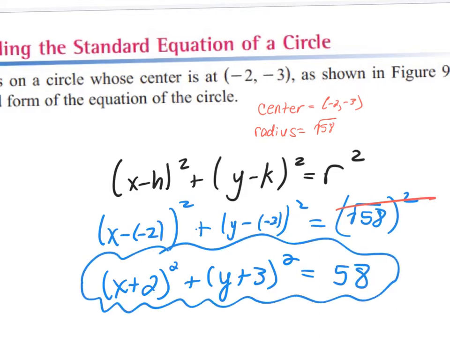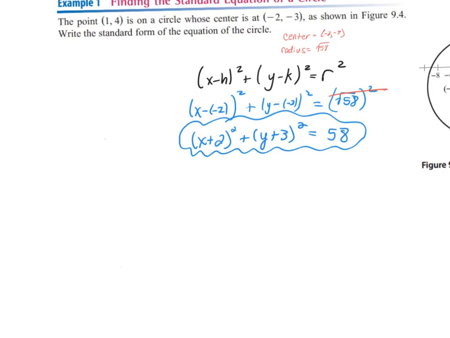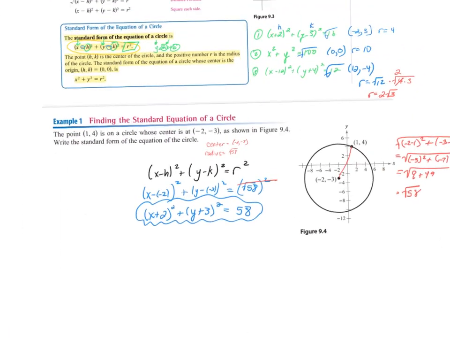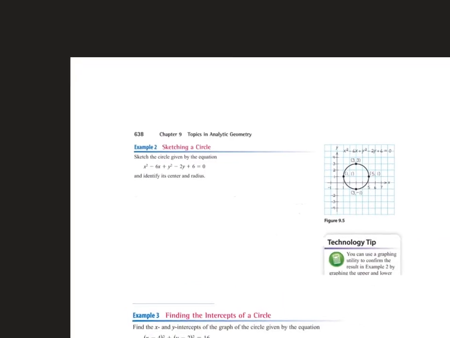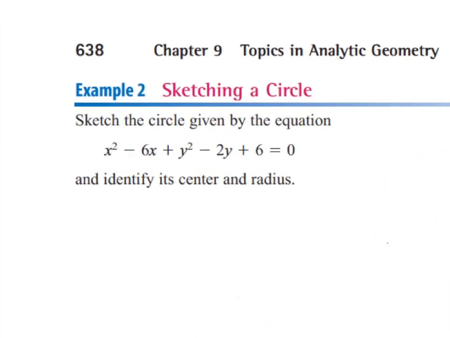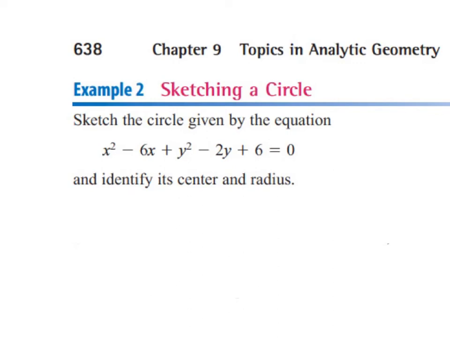You need to have the center and you need to have the radius in order to write the equation. If you don't have that, you got to find it. All right, when we come to this next example, you notice this looks a little different. Yes, they give me a picture, but I don't need it right now. It says sketch the circle, given the equation, identify its center and its radius. This is not written in the center radius form where I can just look and say, oh, there's the center, there's the radius.